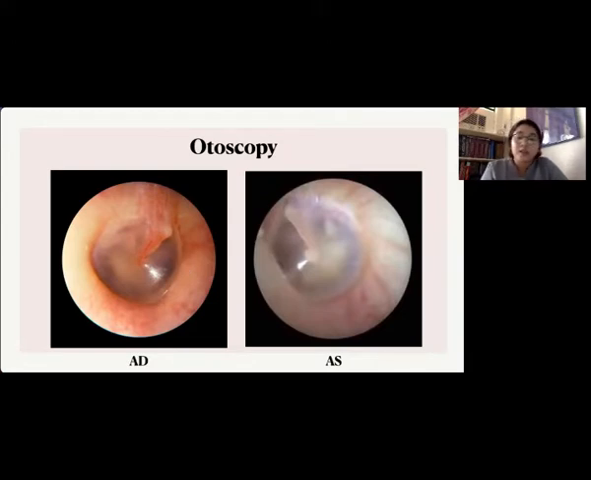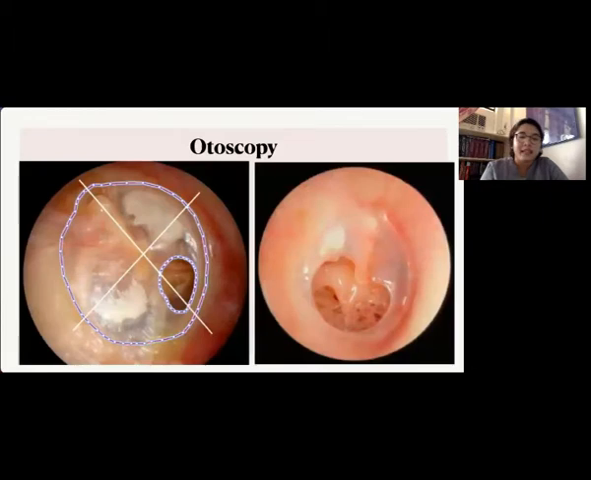However, not all TMs are intact. In cases of perforation, we cannot identify the cone of light. But if it is an intact TM, it is safe to say that if the cone of light is located on the anterior inferior on the right, then it is the right tympanic membrane. If it is located on the anterior inferior on the left, then it is the left TM. Here is an example of a perforation.